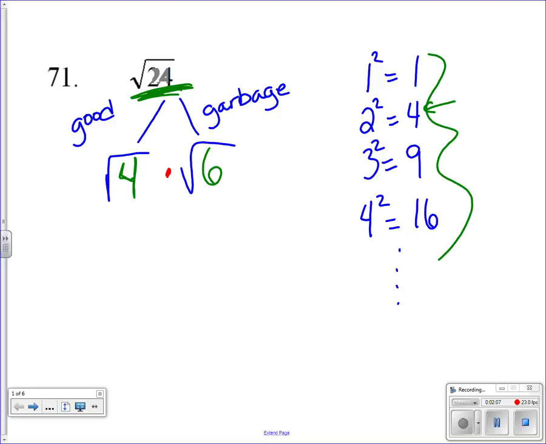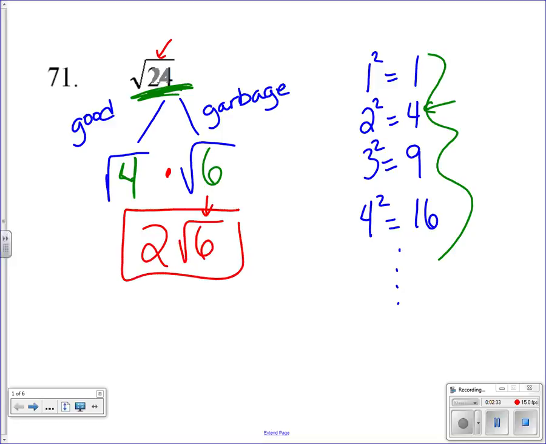And really the whole purpose of good and garbage is so that you can pull things out of this original square root. If you look at the good one, the square root of 4 is just, we know, 2. And the beautiful thing about this method is that for the garbage, you literally just drop it down. That's it. The garbage, you don't change at all. Just the good one, you're actually taking a square root of. So that would be problem 71. That's really all it is for 71.